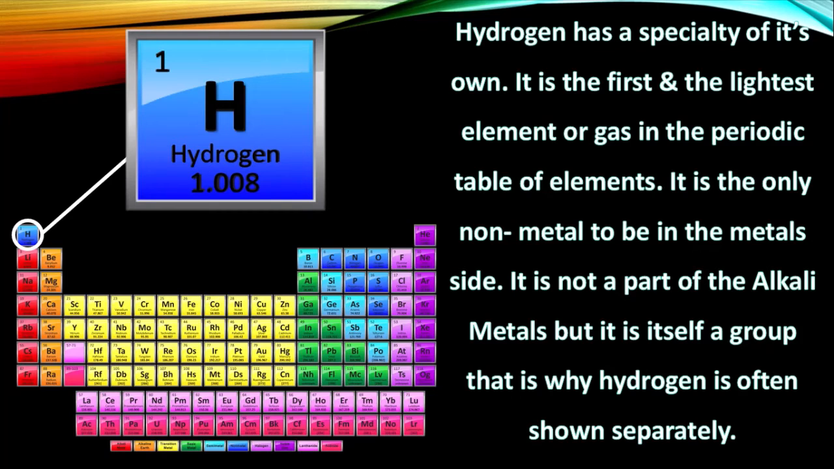And it is not a part of the alkali metals in group 1, but it is itself a group. That is why hydrogen is often shown separately instead of joining it with the rest of the periodic table. In some versions, it's shown separately as a group of its own. Remember this, guys. Hydrogen is a special element.